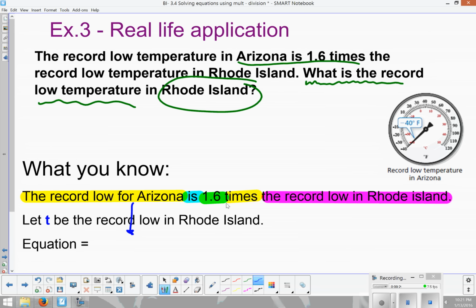Oh, I'm missing it. The record low is right here. I didn't see that, but the record low is right there. Sorry about that, boys and girls. I was just looking over it. So it's right there. So the record low is -40 degrees, okay?